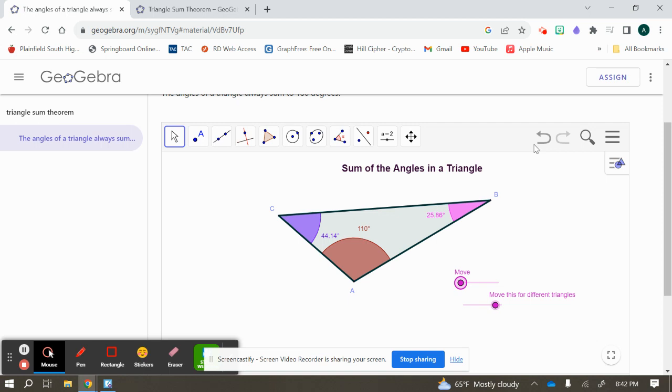Everyone, today we are going to look at the sum of the interior angles in a triangle and what they always sum up to be. So we're actually going to start by looking at this website here. I'll provide the link for you to play around with.